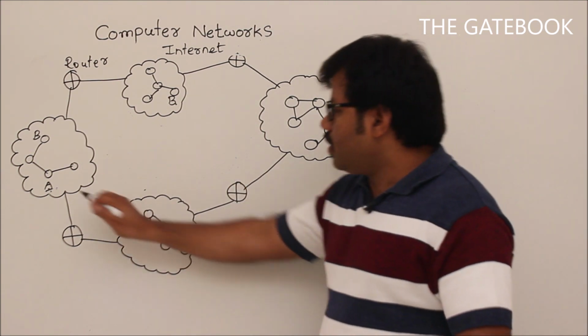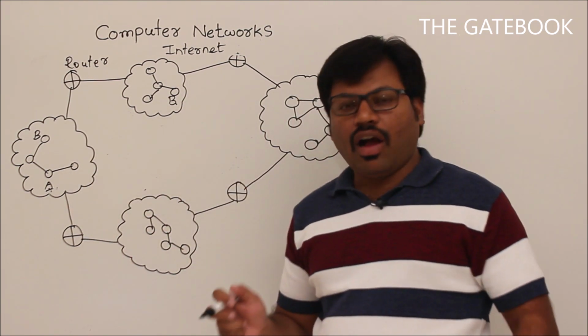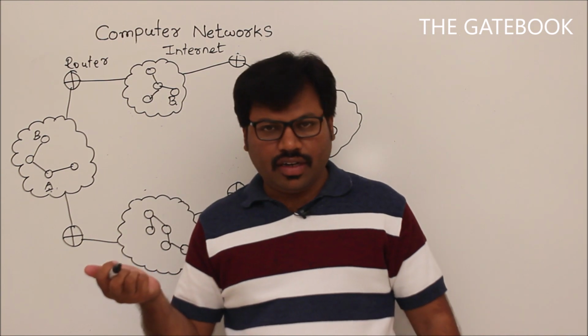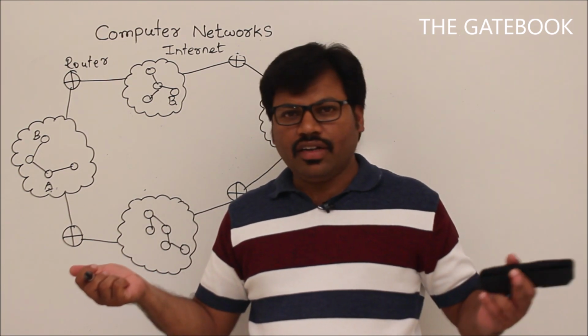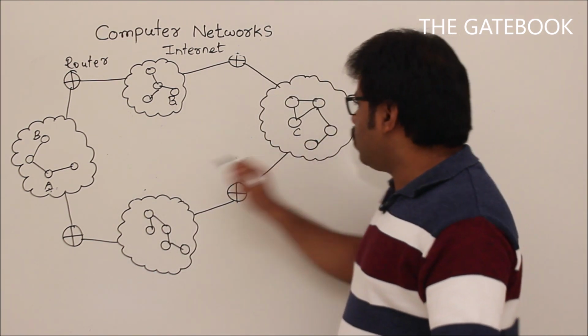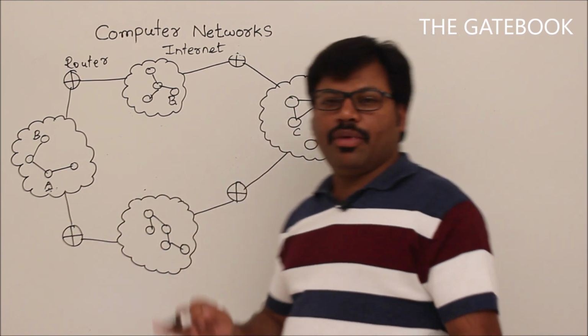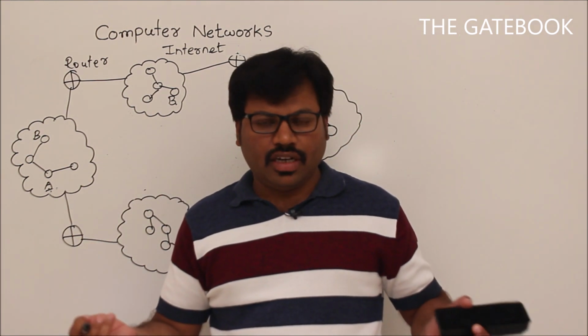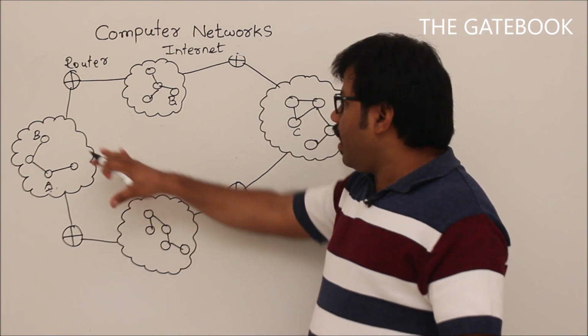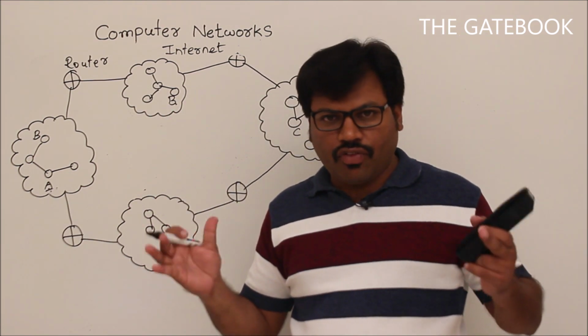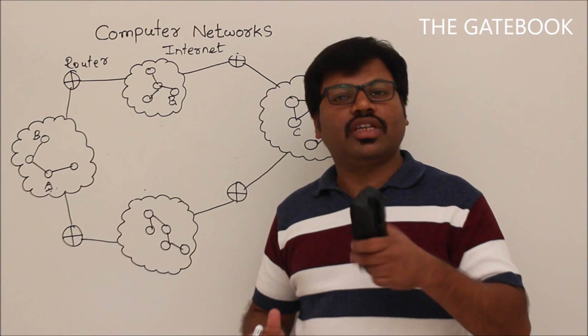Then one thing, first A should know the MAC address of B, but how will A know the MAC address of B, right? It will be very difficult. Suddenly, randomly, A wants to send data to C. Then how will A know the MAC address of C, correct? It will be difficult. So MAC addresses should not be the idea of communication, correct? We should have something different.